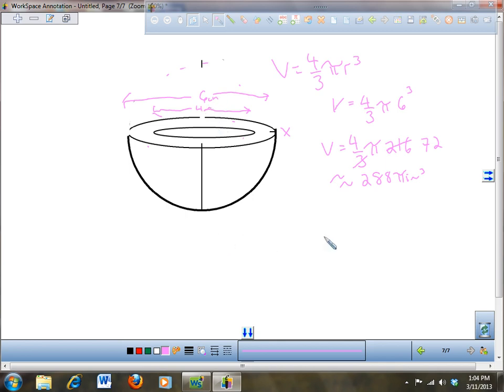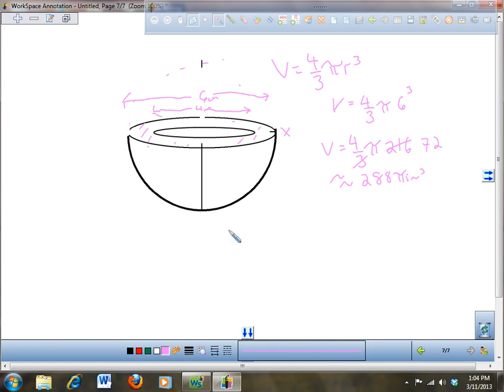What you have is half of a sphere minus half of a sphere. Do you understand that? Yes. Because you want to find the volume of this part, the 3D part. If a whole sphere is 4/3, what would be half? What's half of 4/3? 2/3.